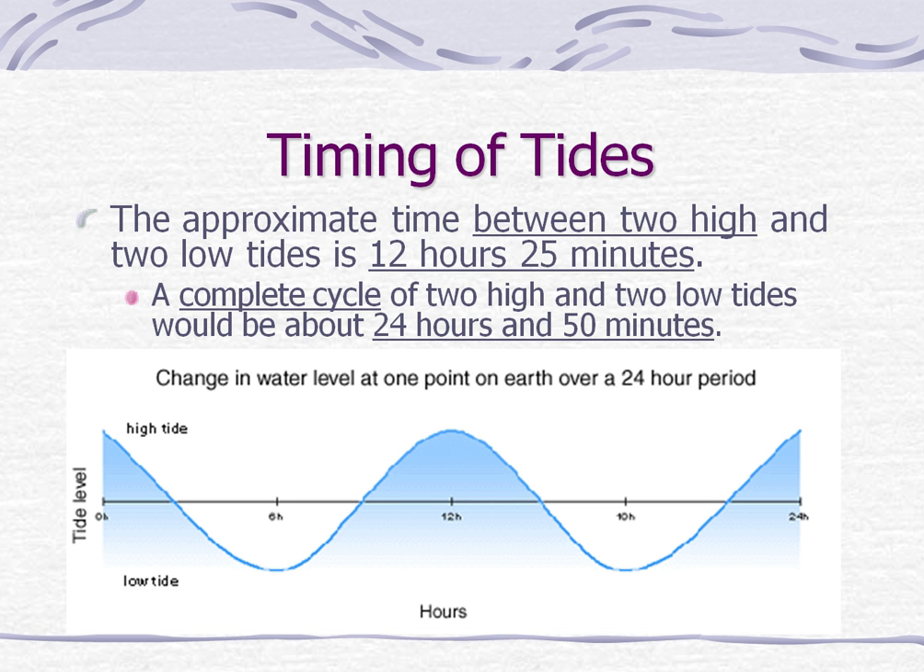Timing of tides, on average, is about 12 hours and 25 minutes from high to high. A complete cycle of 2 high and 2 low tides is typically about 24 hours and 50 minutes. And this is what you would experience at a particular location. This is high tide, the water levels are higher. 6 hours later, roughly, the low tide hits. 6 hours later, the high tide. 6 hours later, the low.